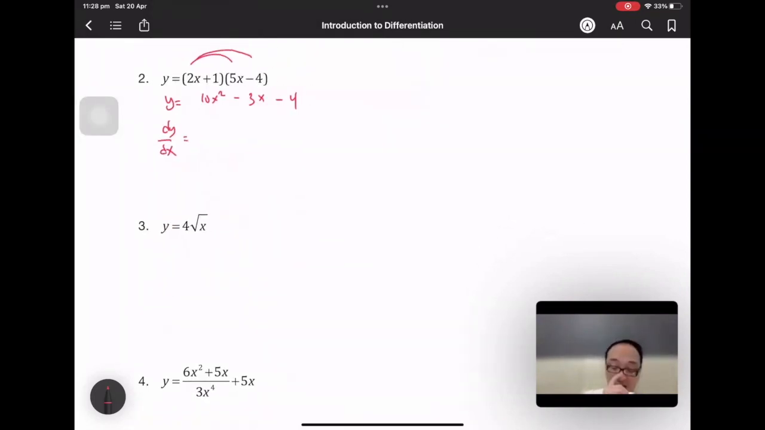So 10x squared, it's 10 times 2 becomes 20, x to the power of n minus 1. And then for the 3x, so 3x to the power of 1, times 3 is negative here. Negative 3 x to the power of 0. So this one is the first derivative.